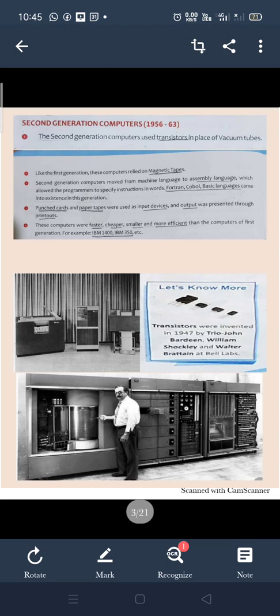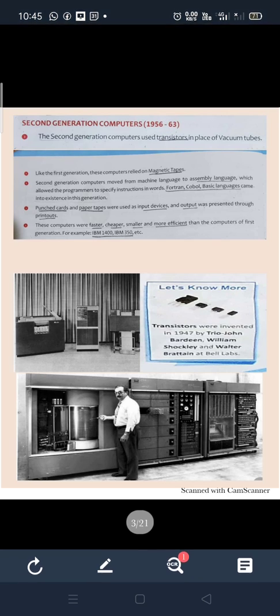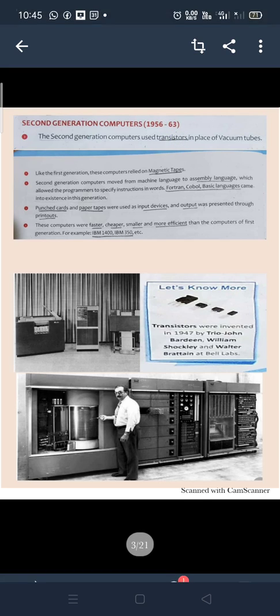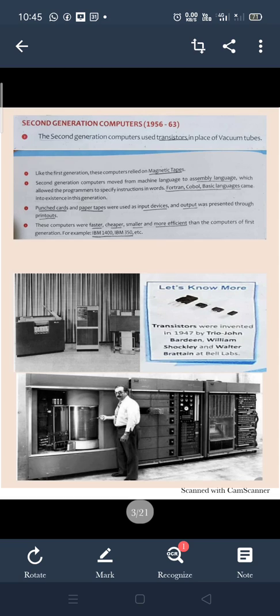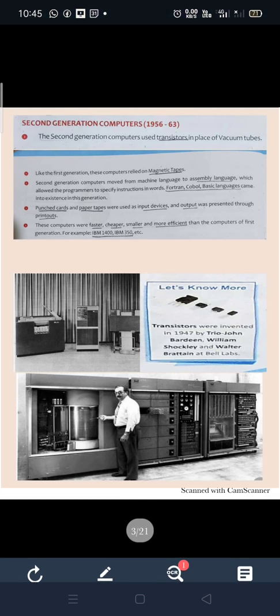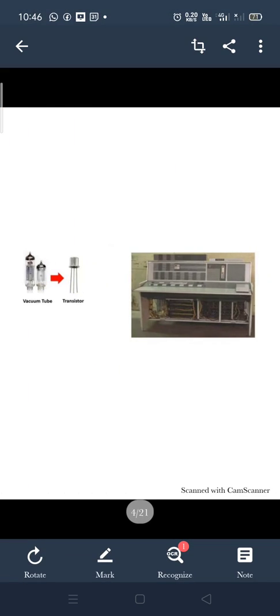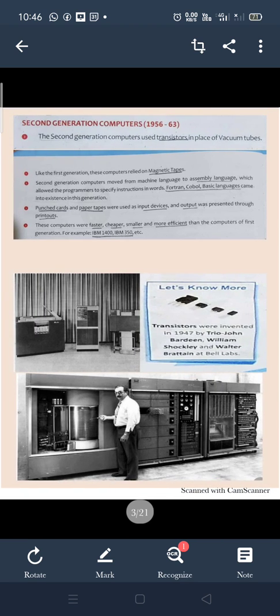Now second generation computers: the time period is 1956 to 63. They used transistors, children, instead of vacuum tubes. These transistors were invented by 3 people: John Bardeen, William Shockley, and Walter Brattain. This is the transistor, and its size was very small compared to the vacuum tube, and that is how the size of these second generation computers was smaller than the first generation.